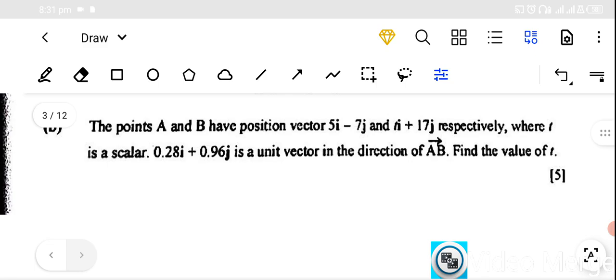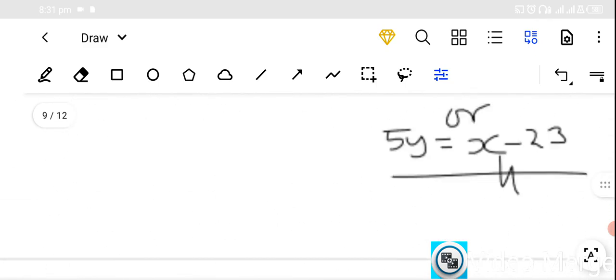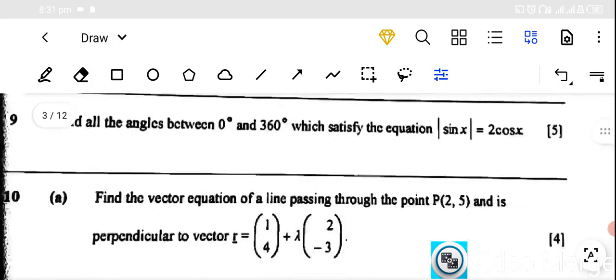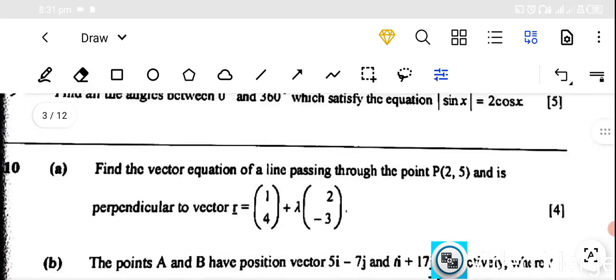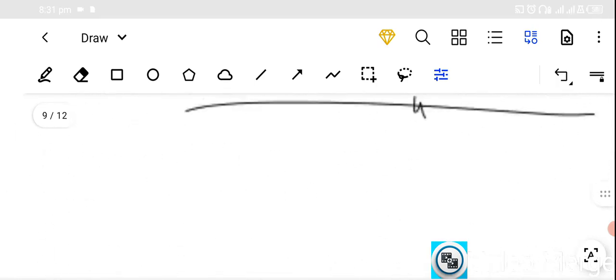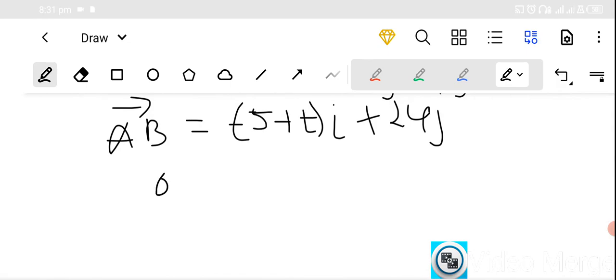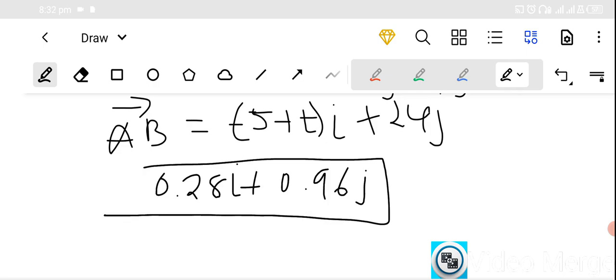What is a unit vector? So let's try to find the unit vector of AB first of all. So first of all, let's try to see on the question. The unit vector, let's write it. Sorry, not negative. It's supposed to be 0.28i plus 0.96j. This is what we're supposed to consider when we start the working.